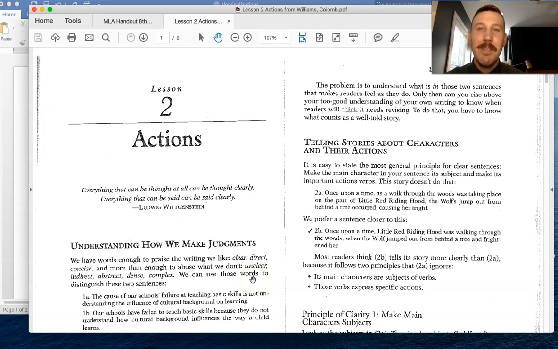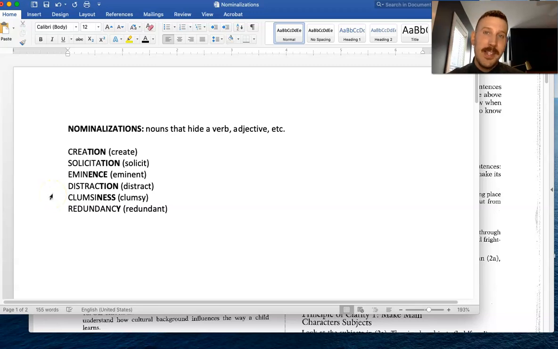Hey everyone, in this video I want to go over some of the concepts that you encounter in this reading, Lesson 2 Actions by Williams and Colomb in particular. So we know that this reading focuses on revising your sentences in order to tell a story so that your sentences have a clear character and a clear action. Well, the reading also addresses that one of the main culprits that prevent our sentences from having a clear story to tell is the nominalization.